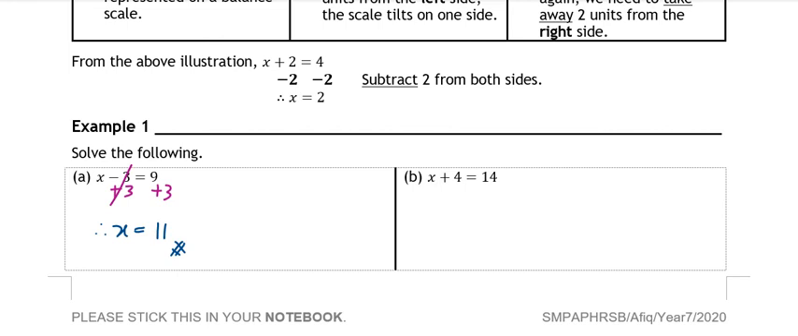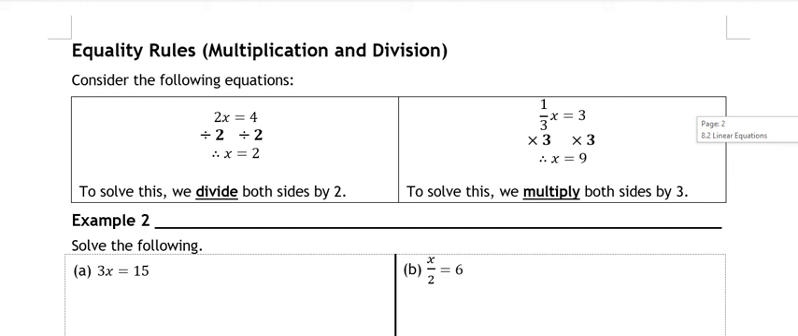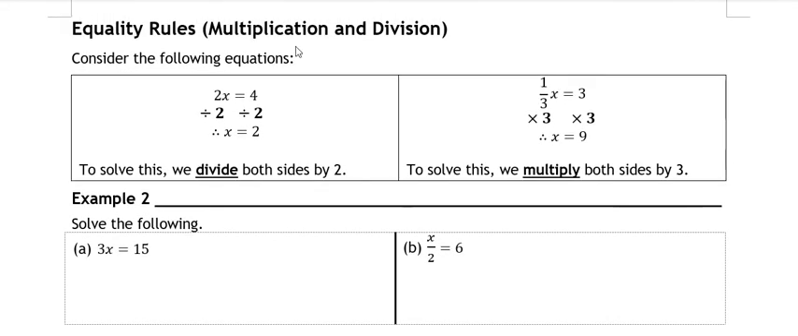Let's move on to the next one: x plus 4 equals 14. Using the equality rule, you subtract 4 from both sides of the equation. So you will have x equals 14 minus 4, which is 10. That's simple, and that's for addition and subtraction. For your information, you can also do the same thing for multiplication and division. For example, 2 times x, 2x equals 4. The opposite of multiplication is division, so you divide by 2. So x equals 2 for this one.